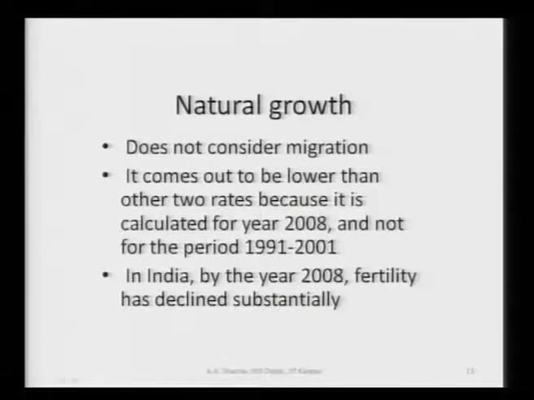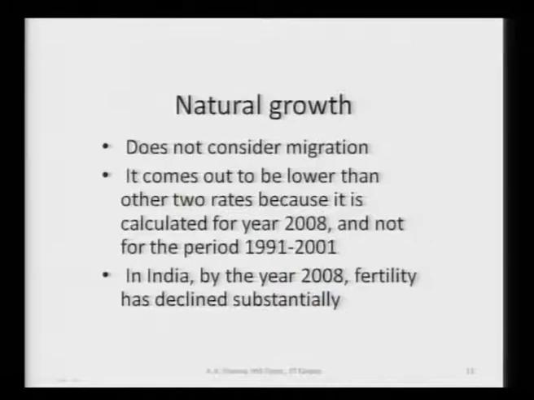It comes out to be lower than the other two rates, and there is a reason for that. Because it is calculated for year 2008, the Sample Registration Scheme of 2009 is giving figures for 2008 and not for the period 91 to 2001. In India by the year 2008, fertility had declined substantially.